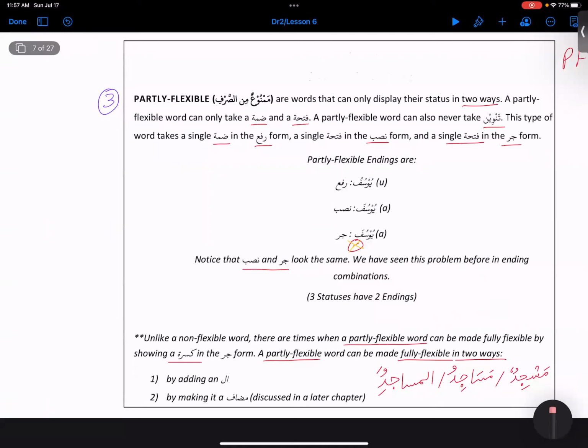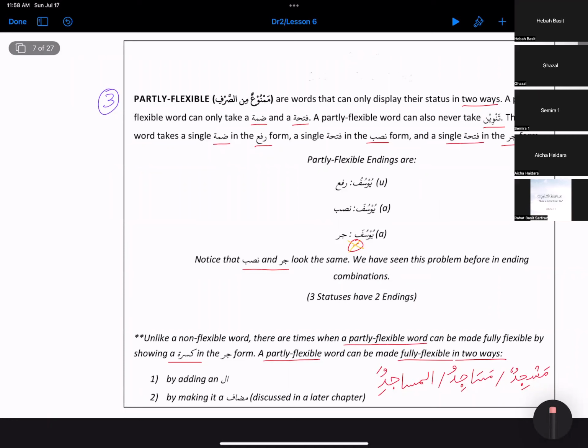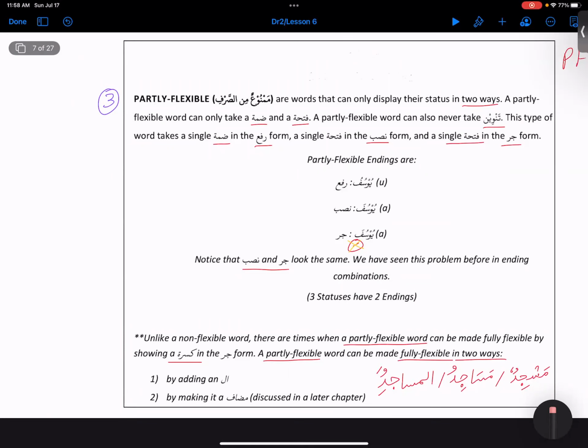So partly flexible are the words that can display their status in two ways. A fully flexible word, how many different statuses is it going to show us? Three. All three. Non-flexible words, how many statuses are they going to show us? One. Only one. Now, partly flexible, how many different statuses are they going to show? Two. Okay. So, Yusufu, Yusufa, and Yusufa. Never Yusufi. So with the name Yusuf, we can say Yusufu when we want to make it Rafa, and we can make it Nasab, Yusufa.